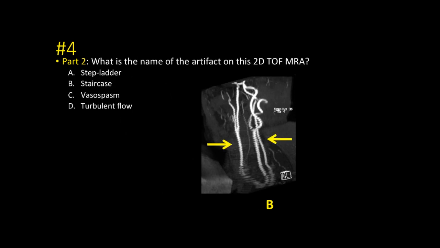And the second part is, what is the name of this slice artifact on the 2D time of flight MRA? Well, staircase. Don't be fooled by the stepladder. Staircase artifact. The patient moves during each one of the successive slices. It gives you this artifact.